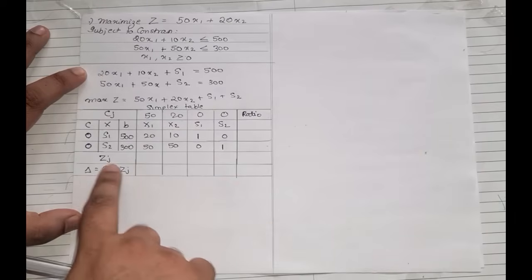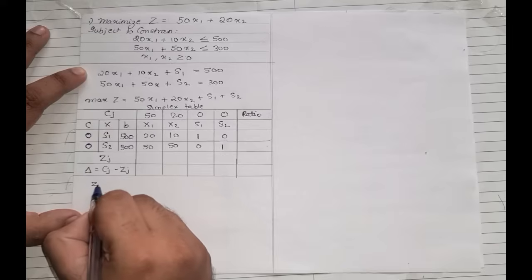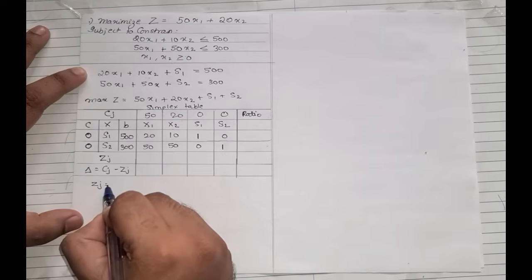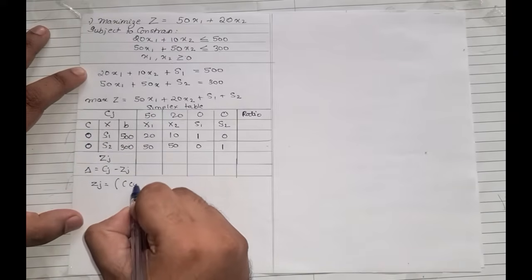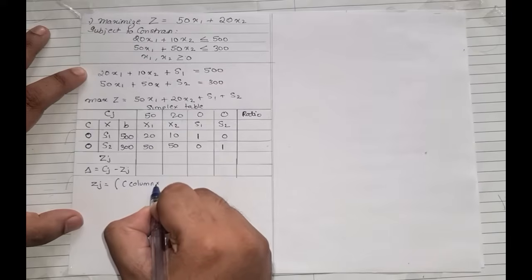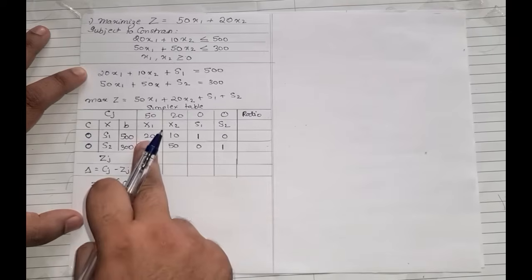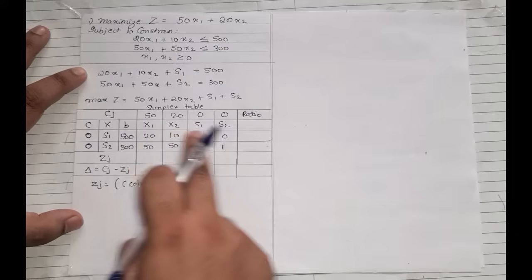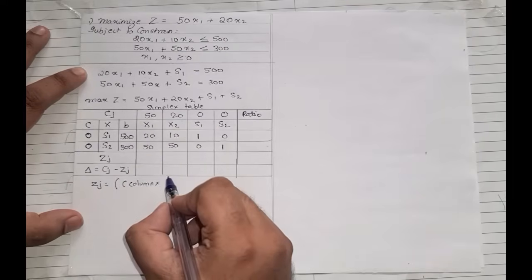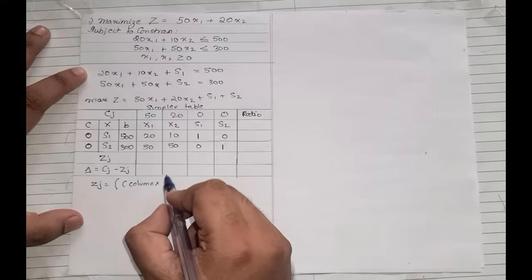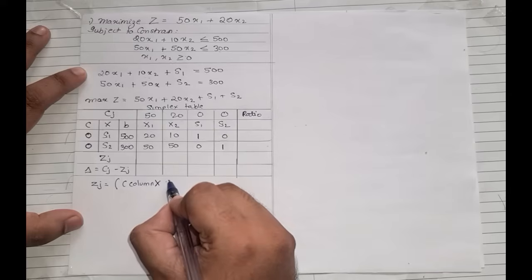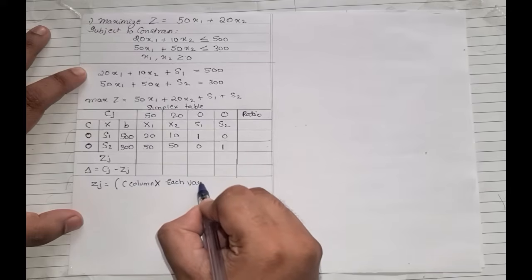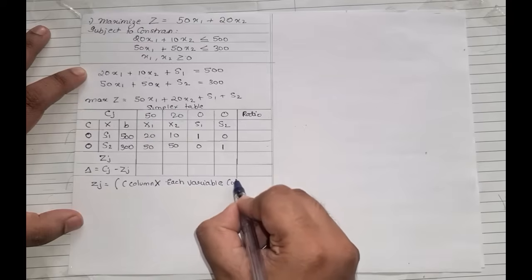That is the thing we need to know. Now how to get the Zj. So remember this formula. Zj is nothing but the value of your C column multiplied by the value of each variable in your constraints. So I'll write here: C column multiplied by each variable column.